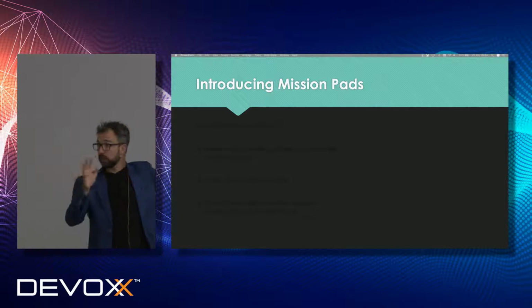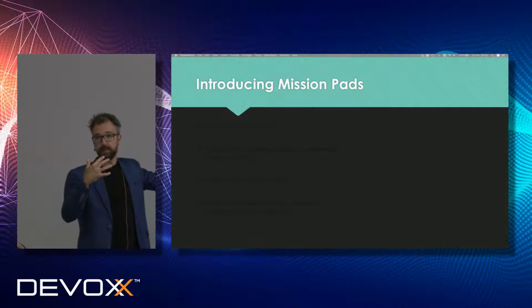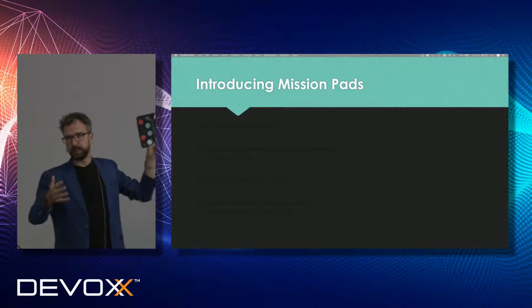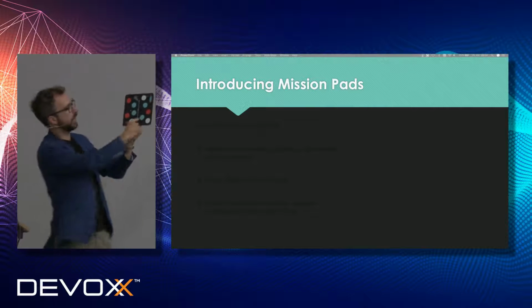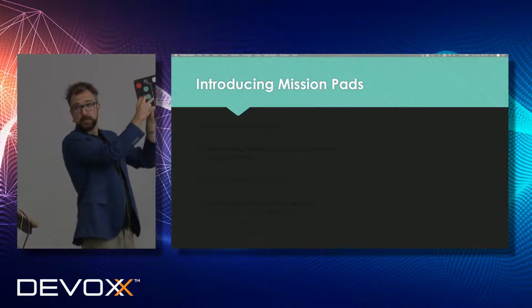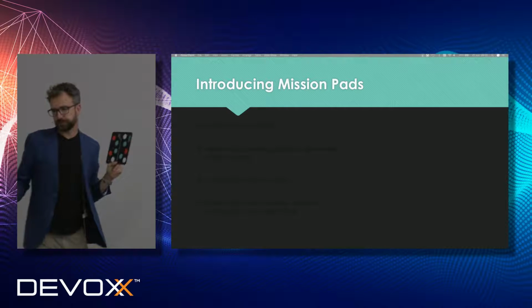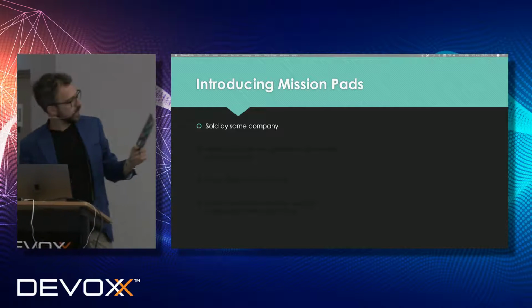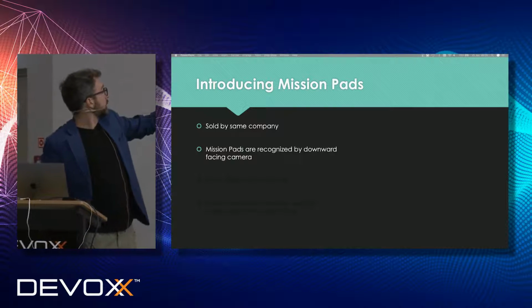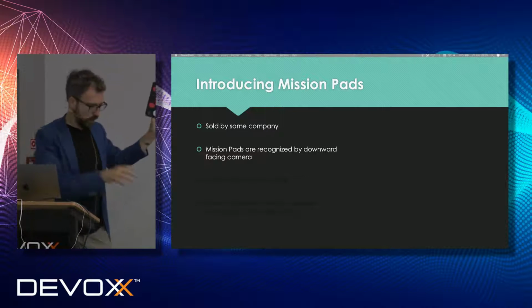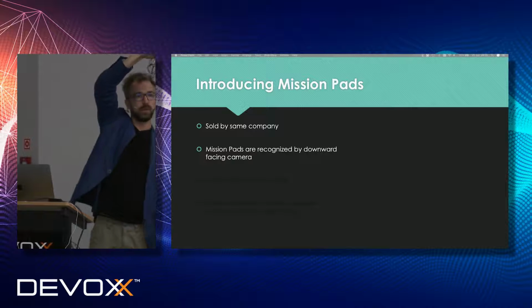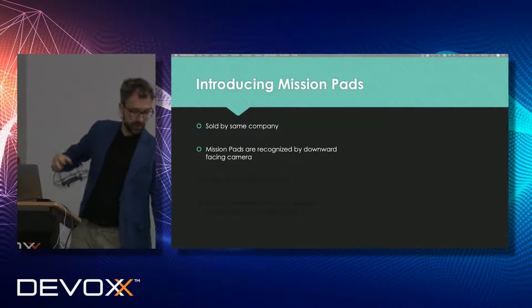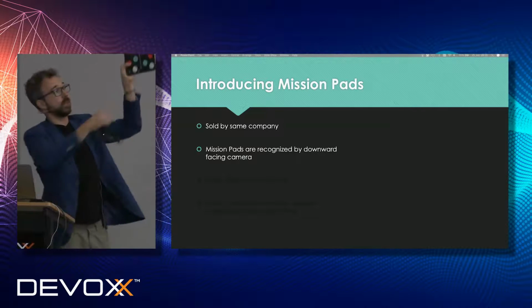It's like those pictures for people who are colorblind, where they can see certain patterns. These are these exact colors, and the location of these patterns is very specific. These mission pads are recognized by the downward-facing camera. So if the drone is flying over one of these mission pads, it will know that this is a mission pad with ID 1.